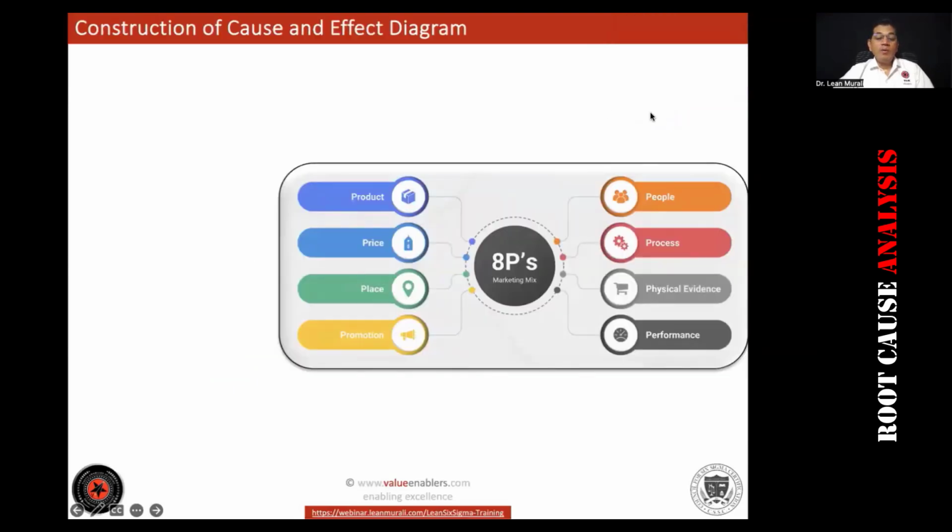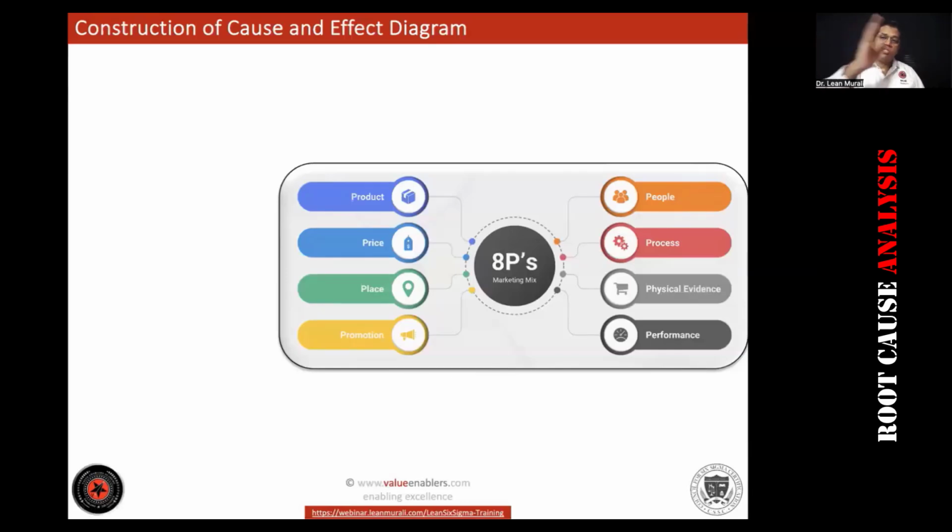Okay, now I'm going to share something which you might not have learned before, and this is something new. Cause and effect diagram need not be under 6 M's, because generally for manufacturing they follow 6 M's, but if you come to marketing, sales, then you come under 8P. All of you type 8P in the chat box.